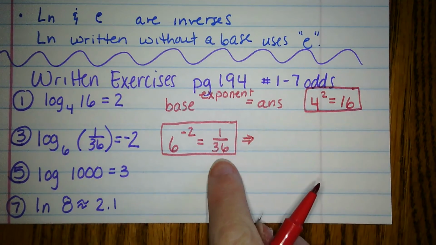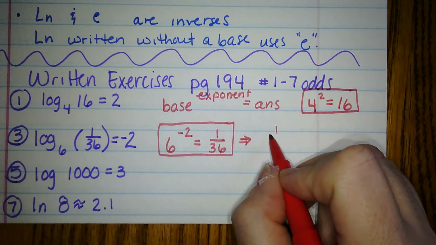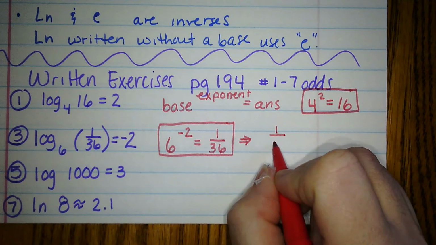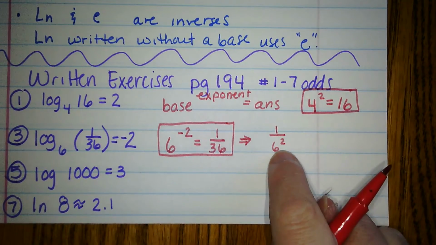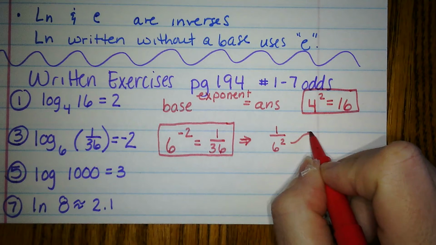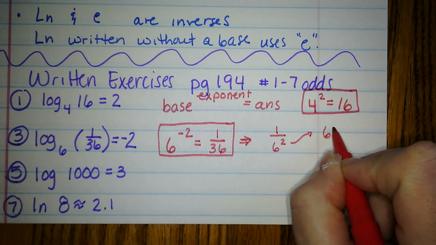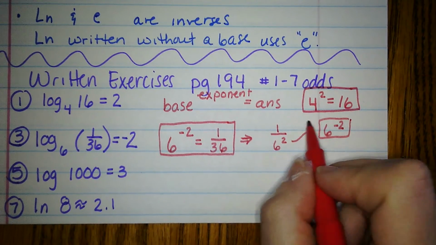So remember that 36 is really 6 squared. And since the exponent is downstairs, we can then move it as a negative exponent upstairs. So that's how this comes to be.